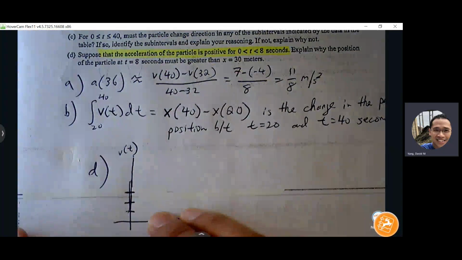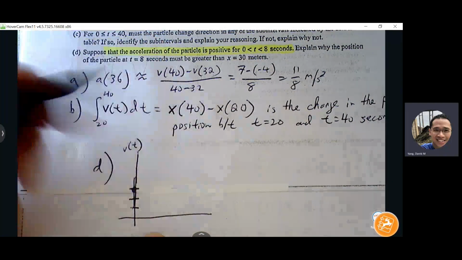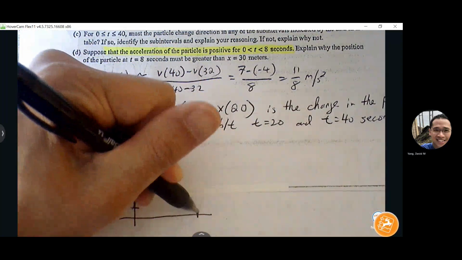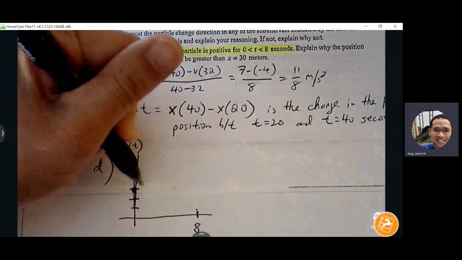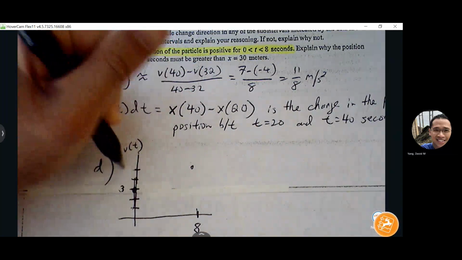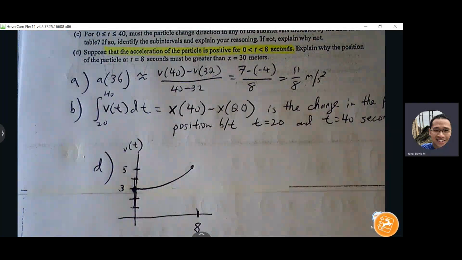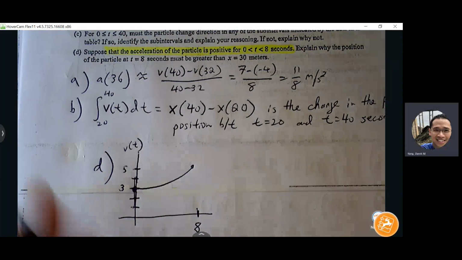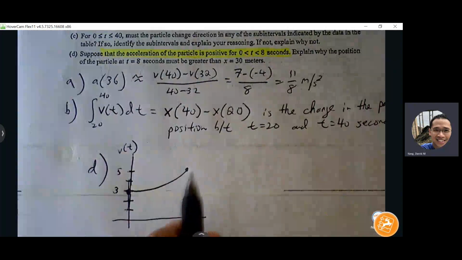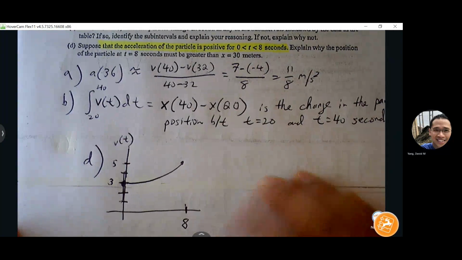So if I have my velocity graph, I know that at 0 seconds, it's 3. And then at 8 seconds, it's going to be up here at 5. All right, my velocity graph is going to be looking like this. It's going to be a slow and steady increase. Okay. Now, so we kind of have an idea how our velocity graph is going to look. It's going to go from 3 to 5 in that 8-second interval.